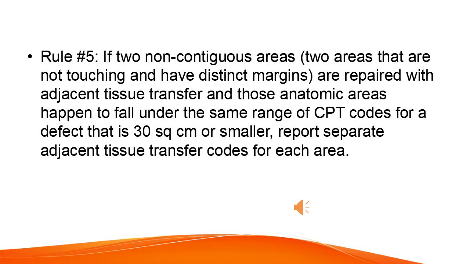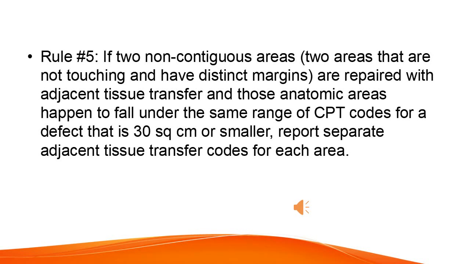Rule number 5. If two non-contiguous areas, two areas that are not touching and have distinct margins, are repaired with adjacent tissue transfer and those anatomic areas happen to fall under the same range of CPT codes for a defect that is 30 sq/cm or smaller, report separate adjacent tissue transfer codes for each area.